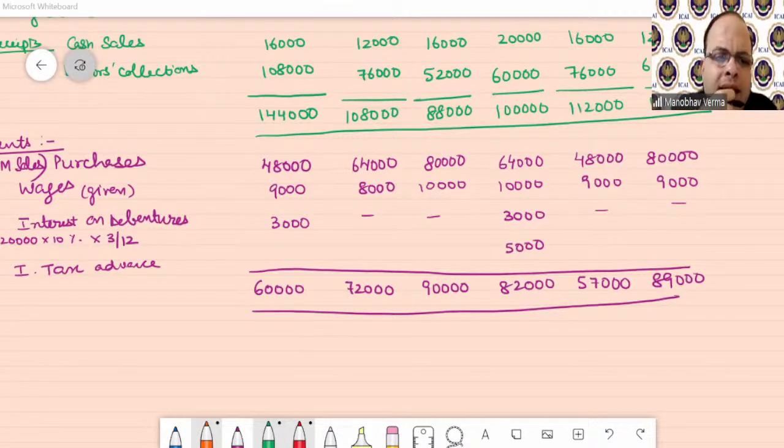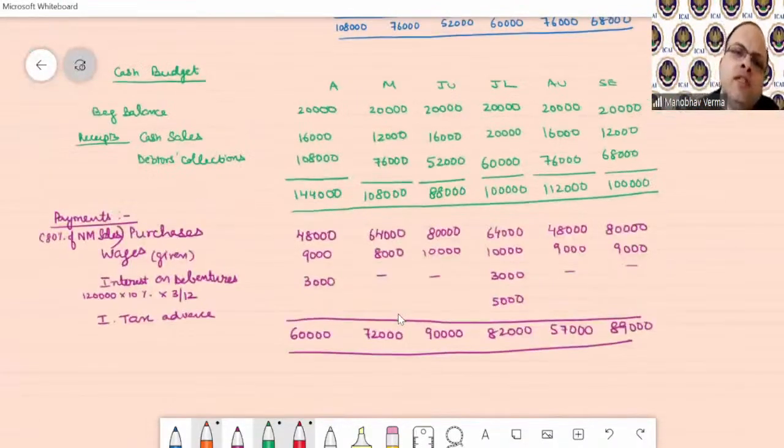Guys, any thoughts till now? Any questions? Okay, Madhuli, which is the area you have a doubt? Which calculation you want to understand? Wages are given to us. Interest on debenture I have just calculated, and the purchases are the next month sales 80%. Yes, Sandeep, that's absolutely okay.